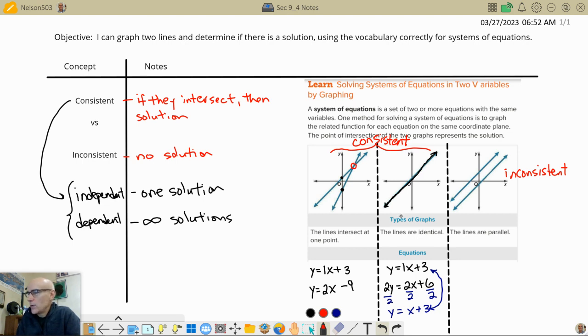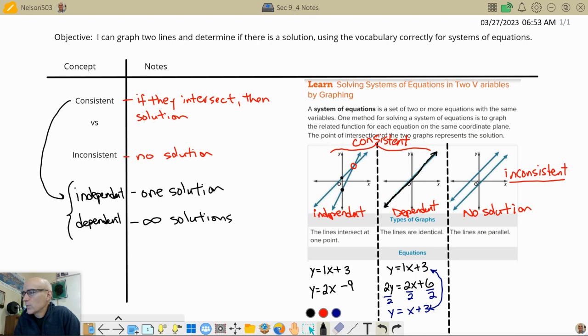Oh, let's put it over here in red. This is a dependent situation, dependent, and this one is independent over here. And when we look at this third one, it doesn't get the words independent or dependent because it's inconsistent. It doesn't have a solution. So this one has no solution, and so it doesn't get those special words of independent or dependent. All right. So I hope I'm making this clear.